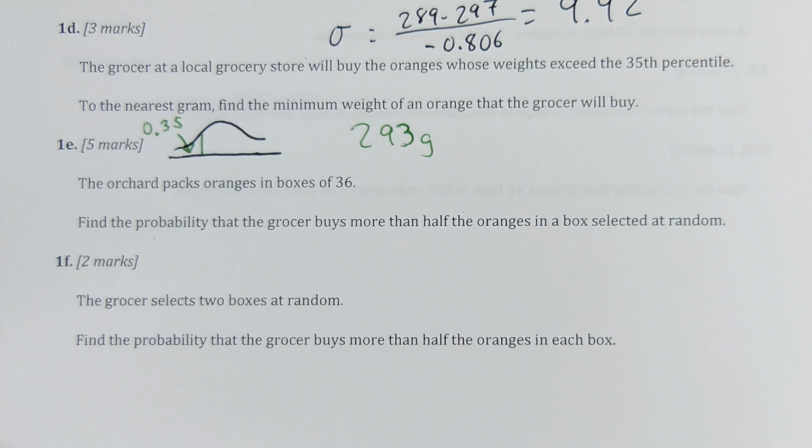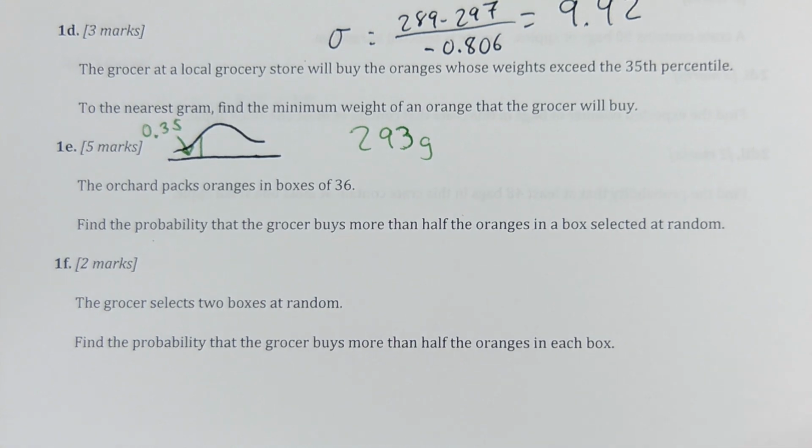The orchard packs oranges in boxes of 36. Find the probability that the grocer buys more than half the oranges. So he'll buy oranges at X. So I don't understand what this question is asking.